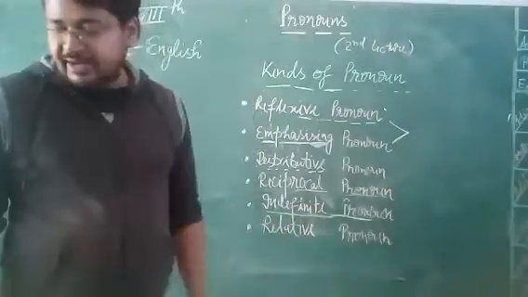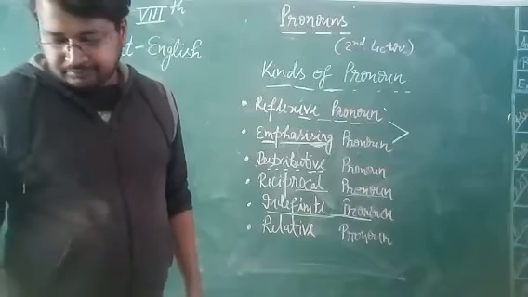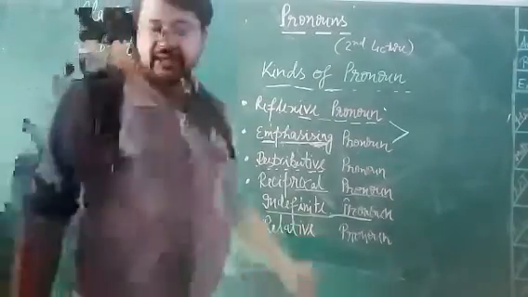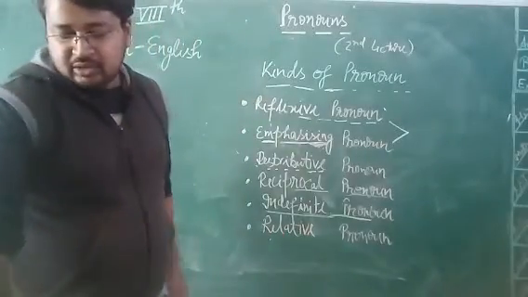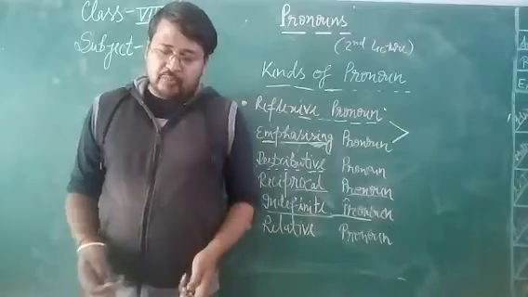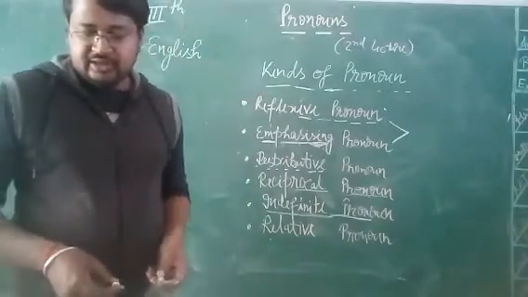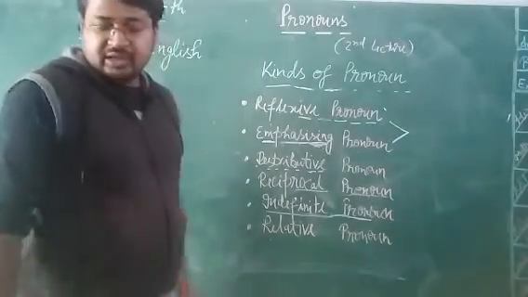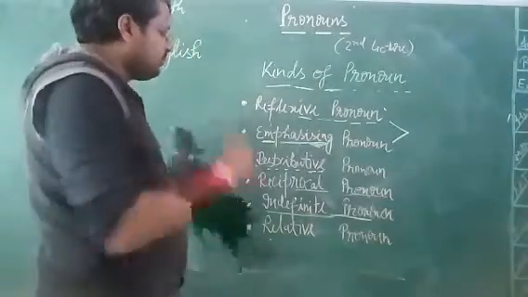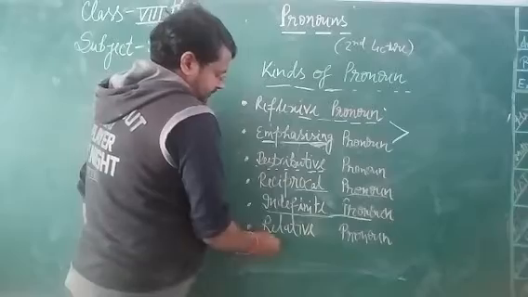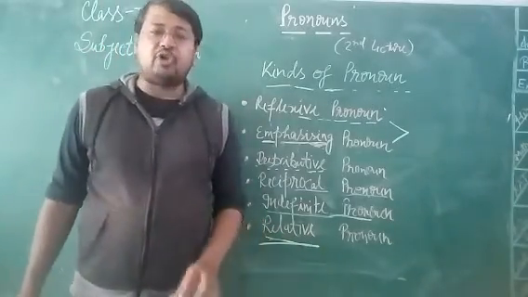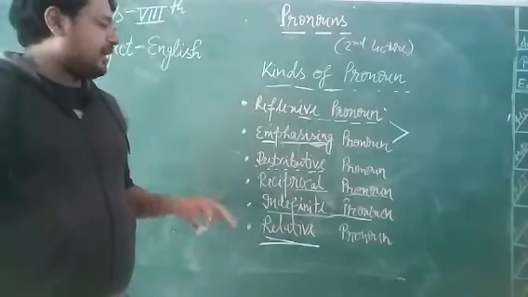Last one is relative pronoun. The word in itself is capable enough to show that a relationship is there. A pronoun that relates a noun that comes before it to a group of words that follows is called a relative pronoun. Like, the book which you had suggested was very interesting. Here you are establishing a relationship. The book, I am talking about that book which you had suggested.